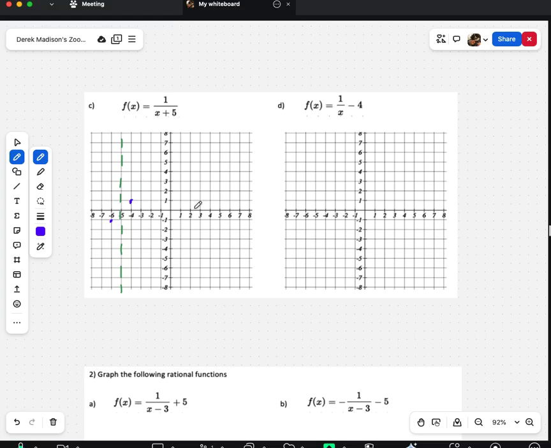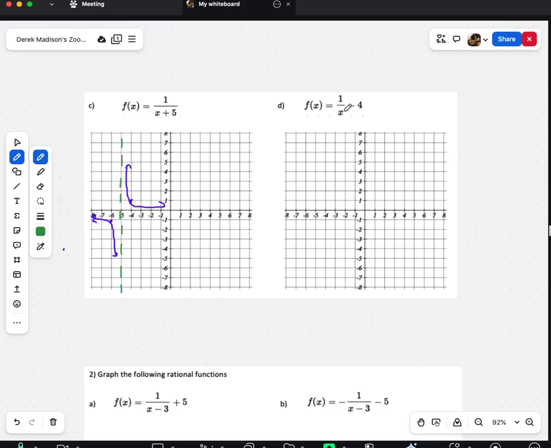And then our horizontal asymptote hasn't changed because we haven't moved up or down, so it's still the x-axis. So we'll draw that. And then you don't want to draw this going past the asymptote because it doesn't do that. So, something like that.